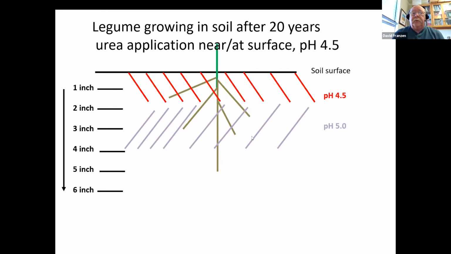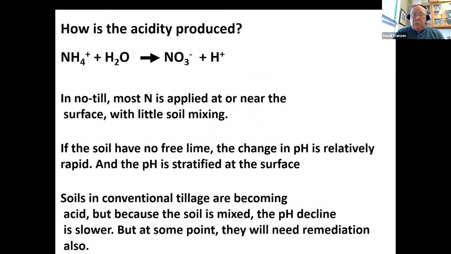But anyway, that surface, really low pH, and a legume trying to grow in a situation like that isn't going to do very well. It's not going to nodulate hardly at all. And other crops have a really hard time growing with that low a pH. So, okay, that's interesting and scary. So where in the world did all that come from?